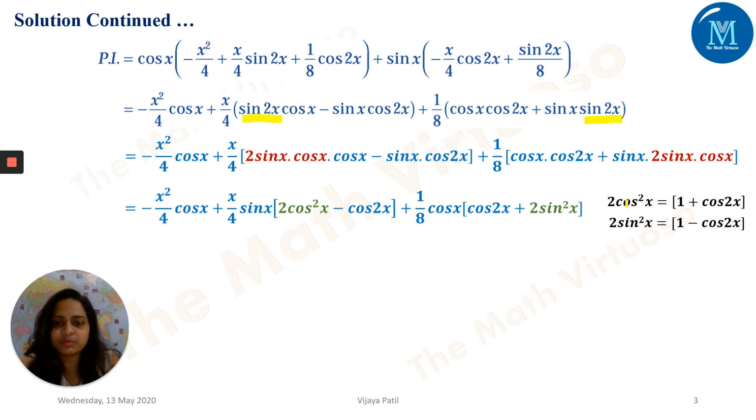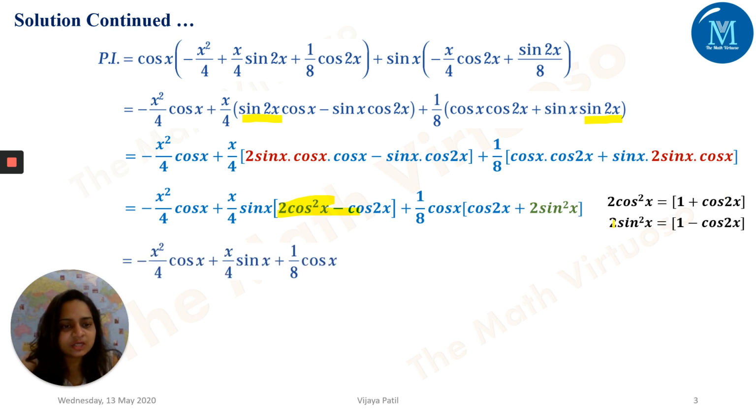Now these are the formulas. 2 cos square x is nothing but 1 plus cos of 2x. So if I replace 2 times cos square x here as 1 plus cos of 2x, we are going to get plus cos 2x and minus cos 2x, which will go out. Similarly, 2 times sine square x we can replace as 1 minus cos 2x. So now it's plus cos 2x here and minus cos 2x here, so that cos also gets cancelled out.